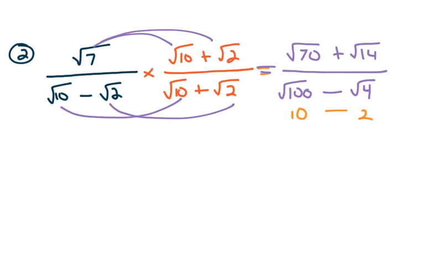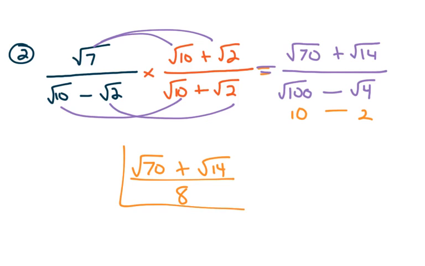So our final answer here for number 2 is going to be the square root of 70 plus the square root of 14, all over 10 minus 2, which is 8. And that right there is your final answer for number 2.